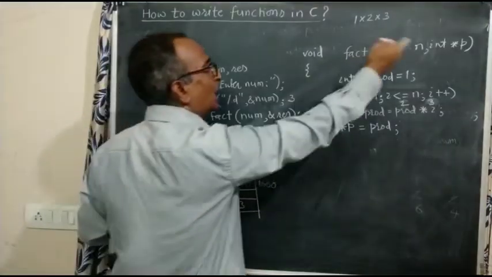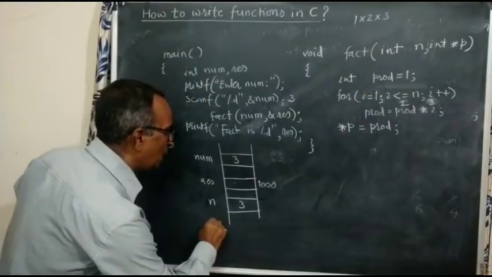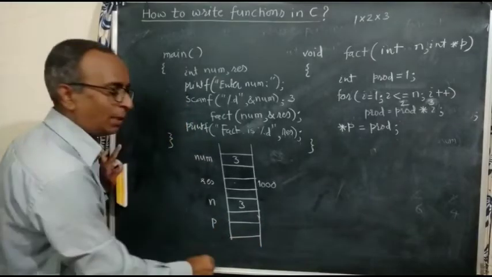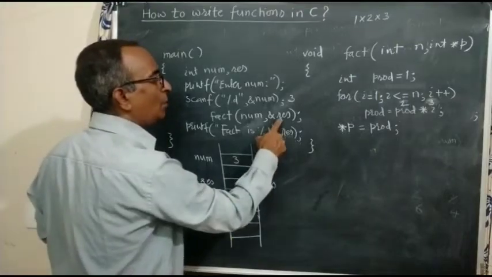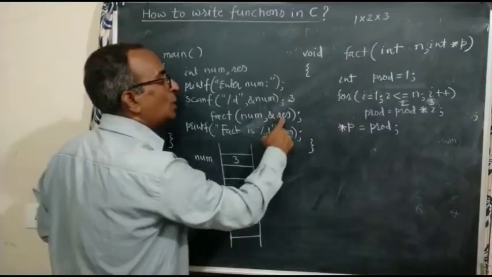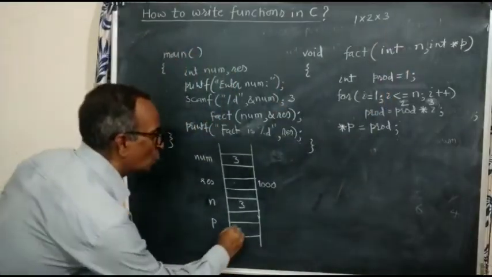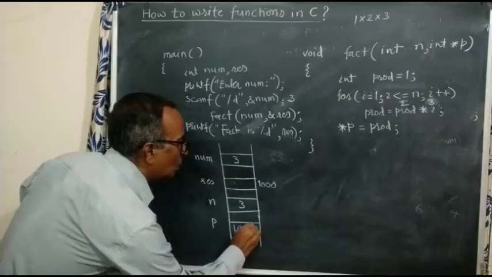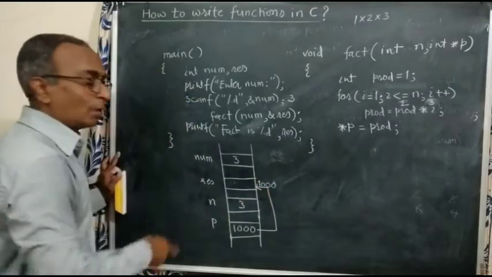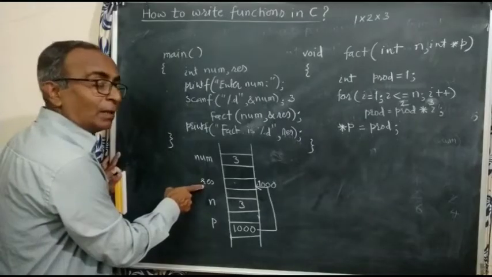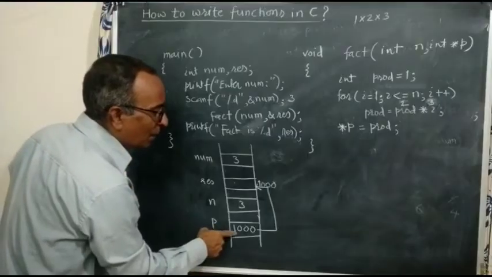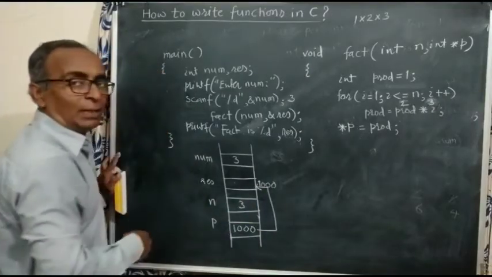Let us see. Then P is one pointer variable. What can it store? It can store some address. So what are you passing from here? The address of result. What is the address of result? Suppose 1000. 1000 will get copied into P. So 1000 will be here. Means what? As if this is pointing to this area, result. Now result is declared in main. Now this P is a pointer to main's area.